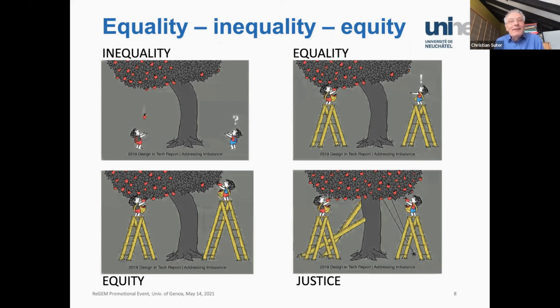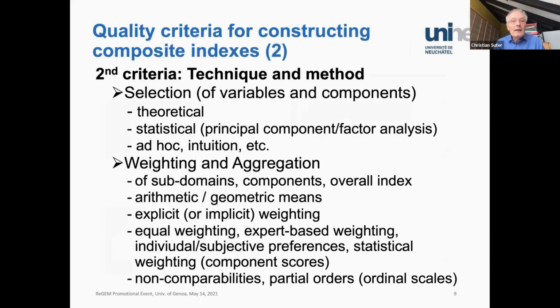What is the difference between a concept which is focusing on equality or on equity? I think these are important issues that have to be discussed in producing these kinds of measures. Now, the second element of quality criteria is the technique and the method, which concerns the selection of the variables. The most important message here is that we should do a selection based on our theoretical concept.